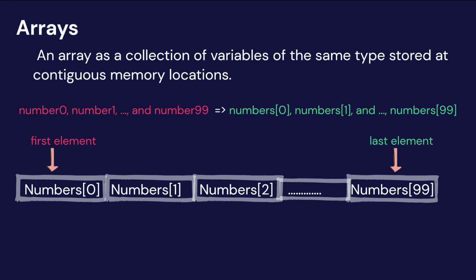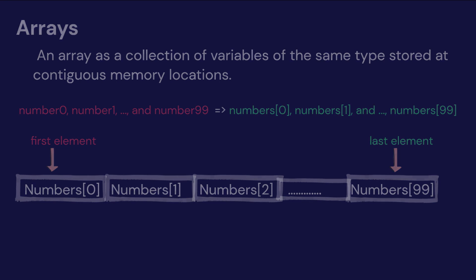A specific element in an array is accessed by an index. All arrays consist of contiguous memory locations. The lowest address corresponds to the first element and the highest address to the last element.